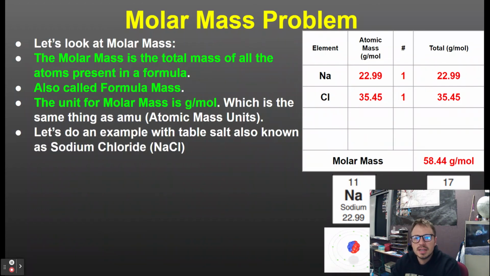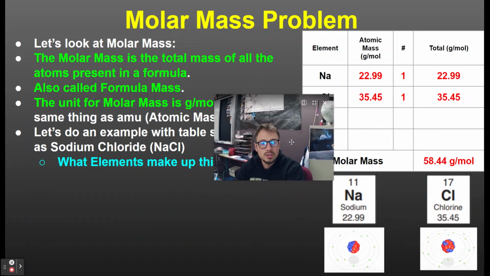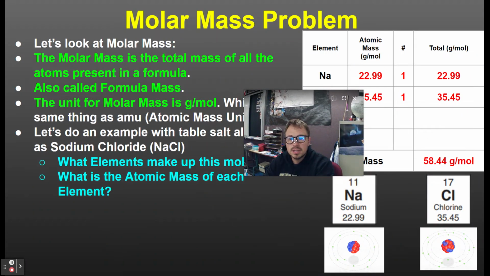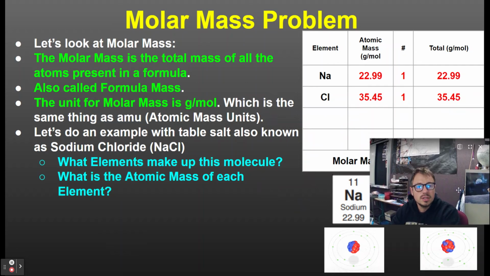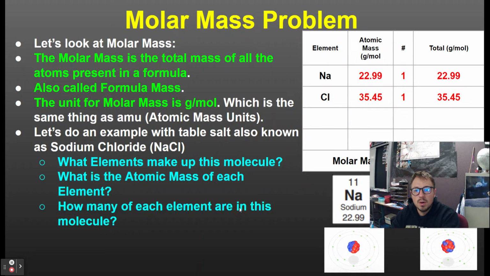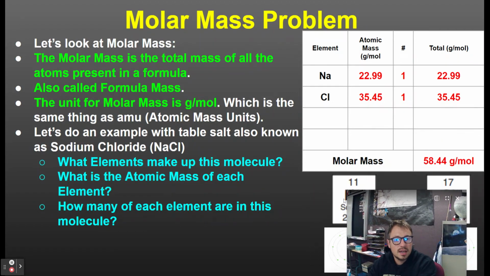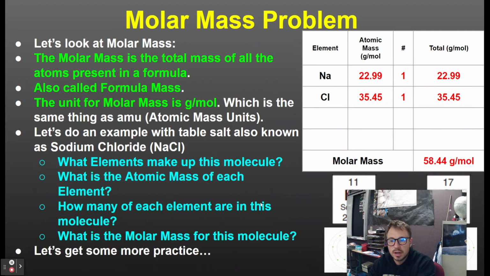So let's do an example with table salt, also known as sodium chloride, or NaCl. So what elements make up this molecule? It's just sodium and chlorine. So what is the atomic mass of each element? I just need the atomic mass of each element in grams per mole. And then how many of each element are in this molecule? Well, there's only one of each. So I just multiply the atomic mass times the number of each, and then I add them all together, and I get the molar mass of sodium chloride.